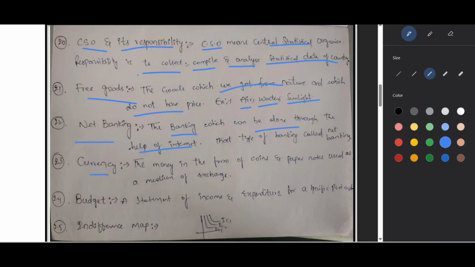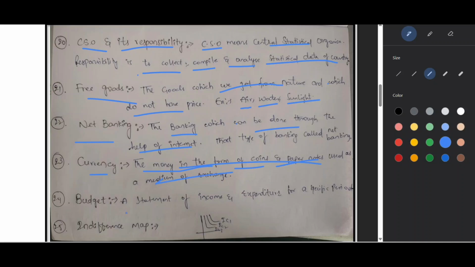Next, currency. Currency means what? Money. In simple terms, money. See, the money which is in the form of coins and paper notes, why it is used? It is used as the medium of exchange. That is called currency.